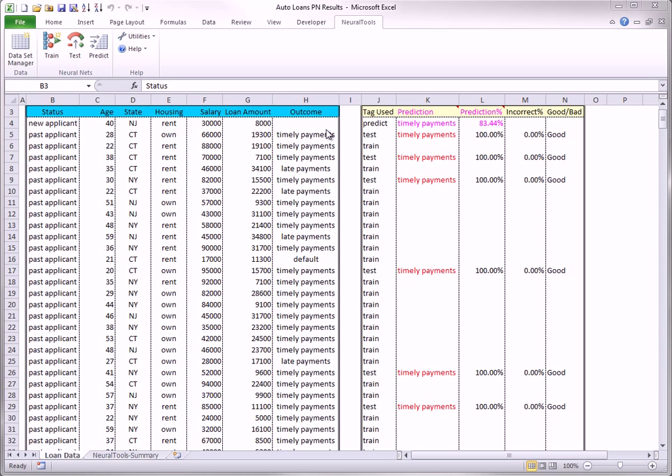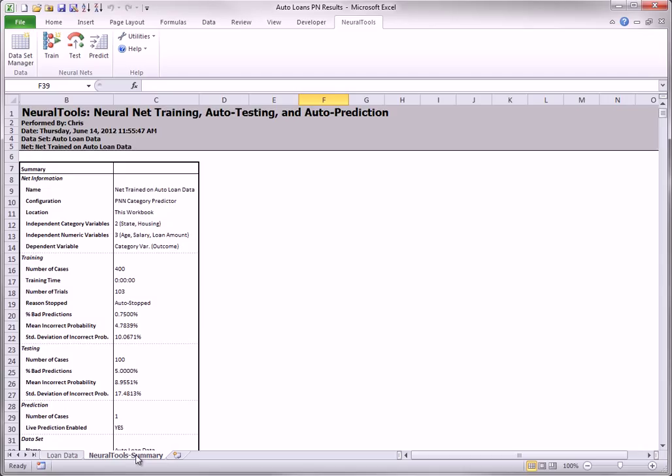When a probabilistic net was used for these data, the following results were obtained in a NeuralTools summary worksheet. They show the percentage of bad predictions in both the training data and in the testing data. Also, the probabilistic net provides a probability of incorrect classification for each case. For example, each test case has such a probability, and their mean and standard deviation are about 8.96 and 17.48%, respectively.